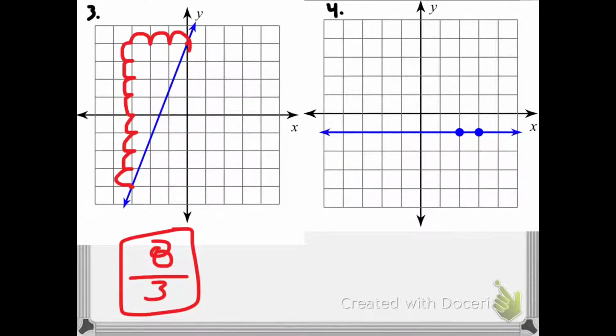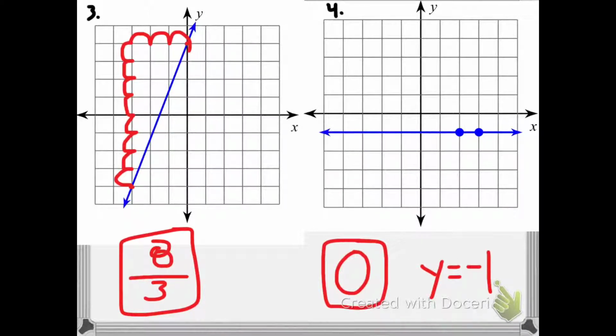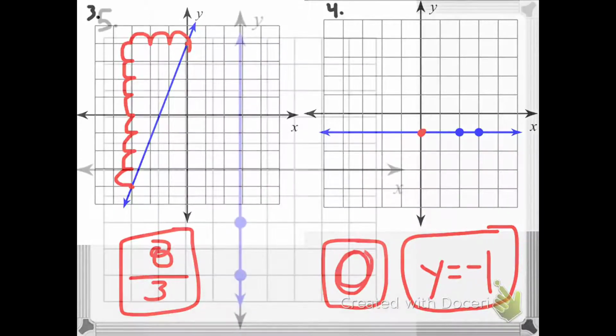Number 4 is a little bit different. There isn't a slope for this line, so depending on what the question is asking you, if it's asking for the slope, your slope would be 0. Or if it was asking for the equation of the line, it would be y = -1, since it's at -1 on the y-intercept. But if it's asking for the slope, a horizontal line will always be 0.